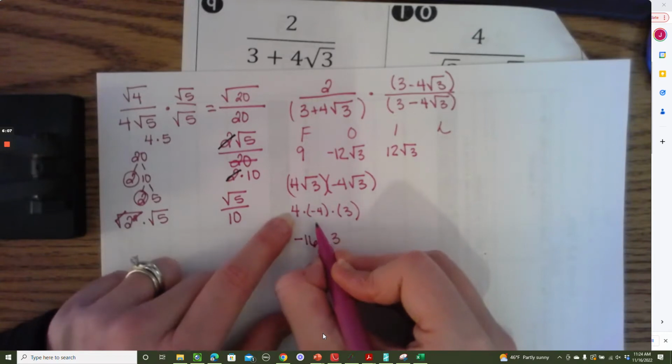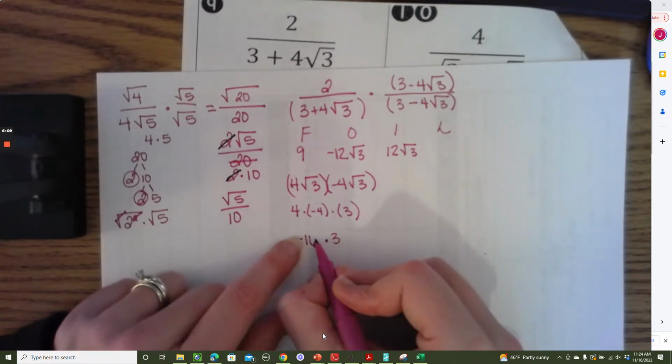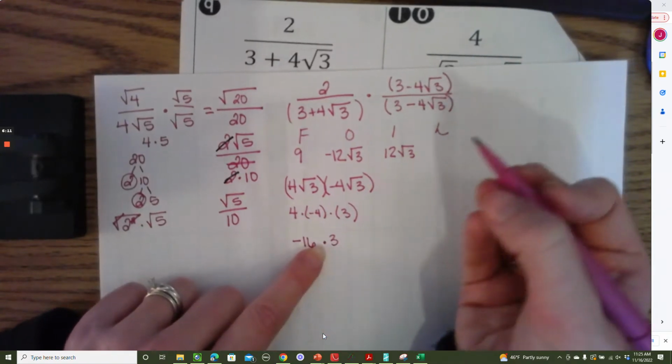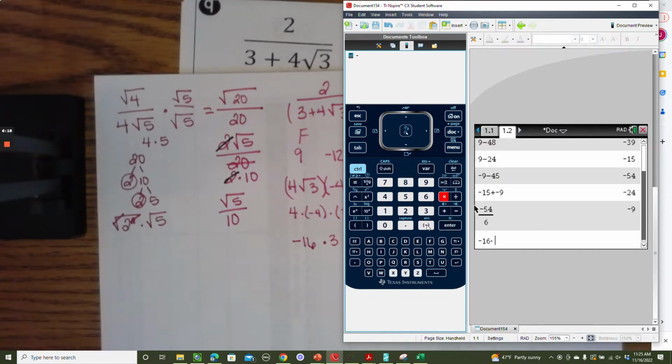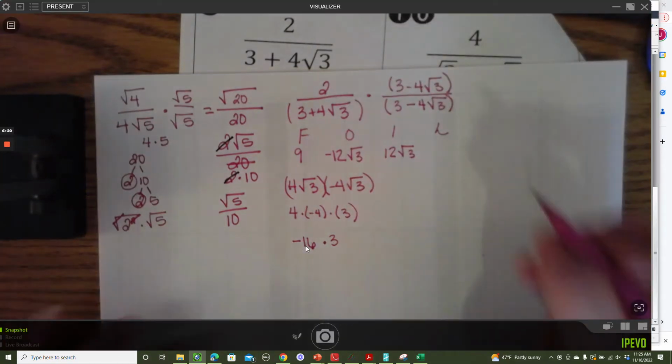Can you see the pattern? 4 times negative 4 is 16, and then negative 16 times 3 is a what? Negative 16 times 3 is a negative 48.